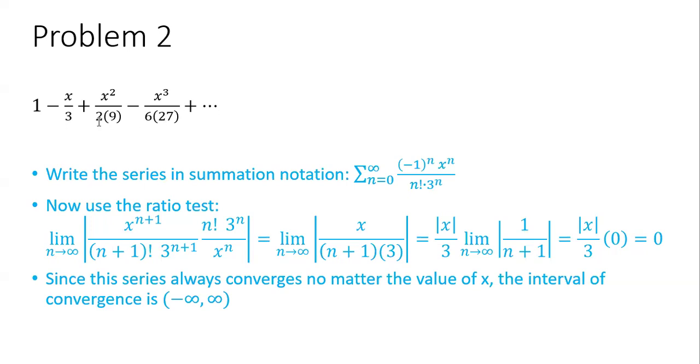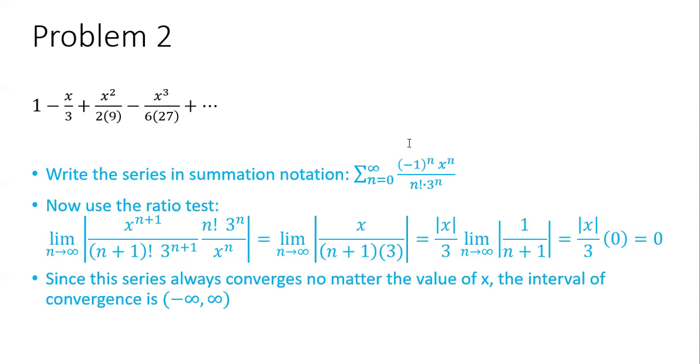Now, what's this 2 and this 6? Well, it looks like it's 2 factorial over here and 3 factorial over here. So probably a 1 factorial over here, which is just 1, and 0 factorial over here, which is also 1. Okay, so we put all these pieces together, and this is the summation notation.